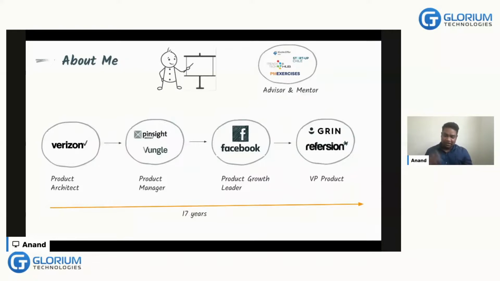So a little background about me. I started my career at Verizon on the product development side. Became a product architect. Then I moved into a couple of fast growth startups, including Vungle. Vungle was eventually sold for 800 million. Then I went on to work at Facebook as a product growth leader, managing growth on Messenger, then on Instagram. Then finally, I've been building products as head of product for a bunch of startups. The first company that I helped build, Grin, is valued at $1 billion today. And I'm currently building my second company, Refersion, and leading product there.